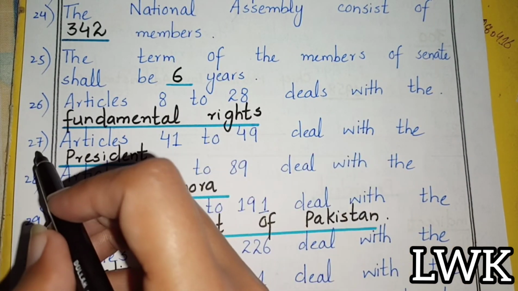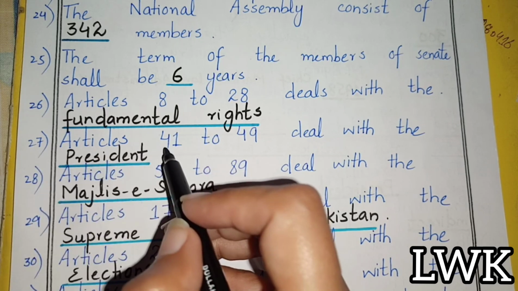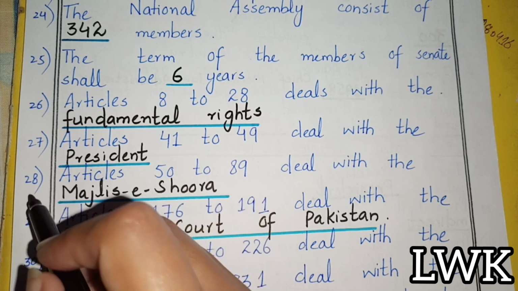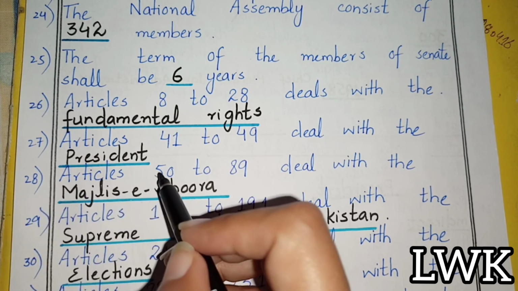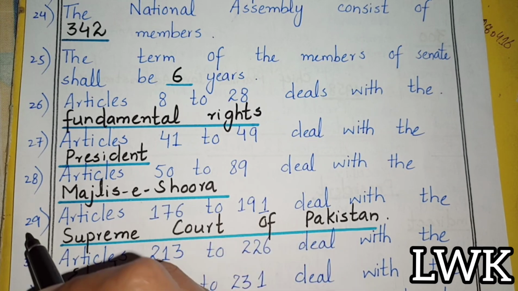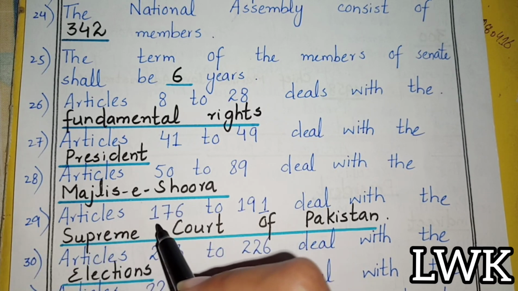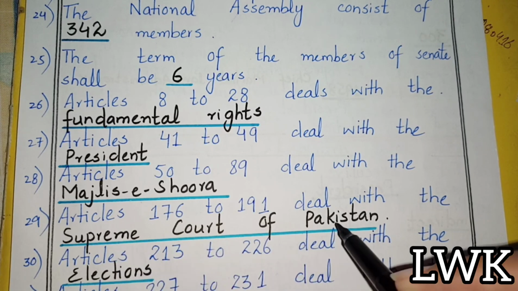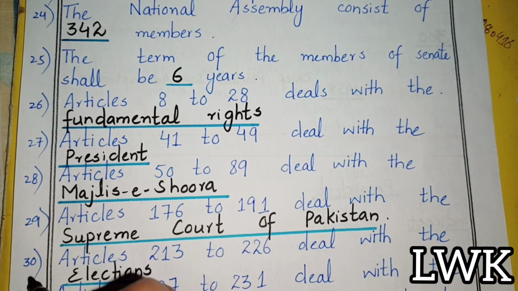Remember this. Question number 27, Articles 41 to 49 deal with the President, important. Question number 28, Articles 50 to 89 deal with the Majlis-e-Shura. Question number 29, Articles 176 to 191 deal with the Supreme Court of Pakistan. Question number 30, Articles 213 to 226 deal with the elections.